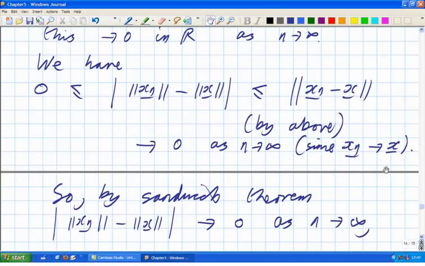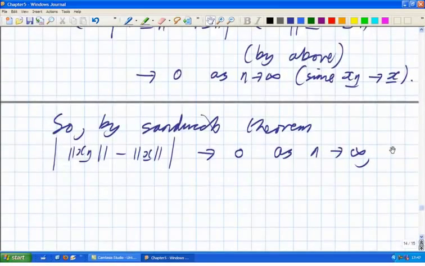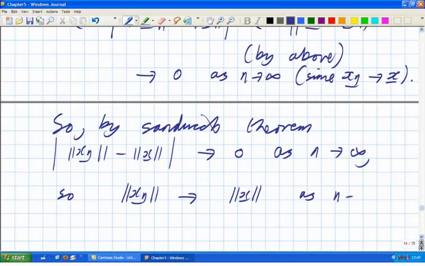So if the modulus of the difference tends to zero as n tends to infinity, that means that norm of xn tends to norm of x as n tends to infinity. And that finishes the bit of the proof that we're doing. As I say, part three is on a question sheet. Any questions about that proof?